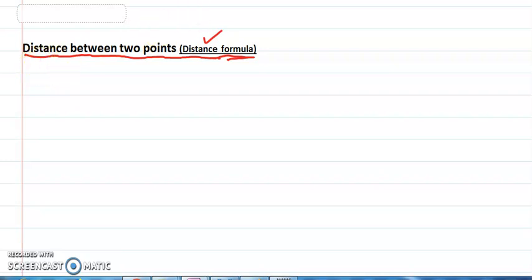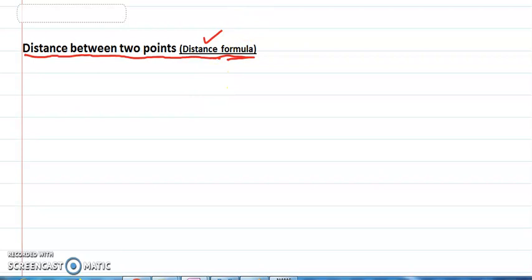I'm here today with another mathematics tutorial from IGCSE Mathematics 0580. In this lesson, we are going to learn the distance between 2 points. We will learn how we can find the distance between 2 points. The formula that we use to find the distance between 2 points is termed the distance formula.